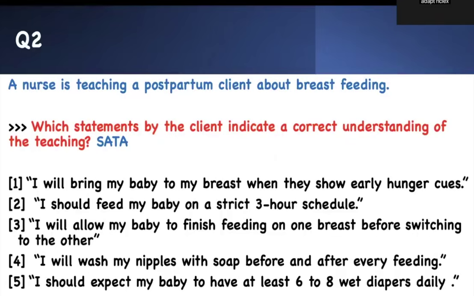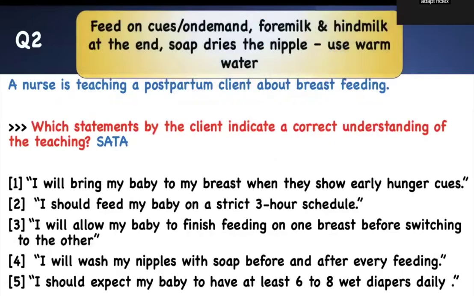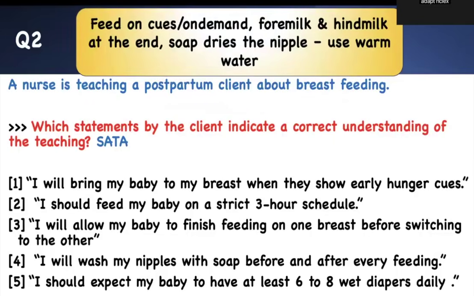There's content here, and I'm going to give it to you, and I want you to write it down. Every time they ask you questions about breastfeeding teaching, this is the way they're going to ask you. You feed on demand. That's the cue. Feed on demand, right? You don't feed every 3 hours. Therefore, 1 and 2 are contradicting each other. Therefore, 2 is wrong. I will allow my baby to finish feeding on one breast before switching to the other. Yes, because you want your baby to get the foremilk and the hindmilk. That's where you get most of the antibodies. The end of it is the most important.